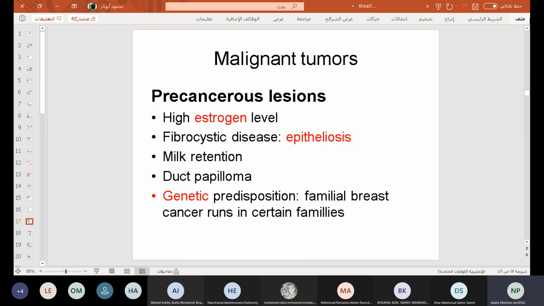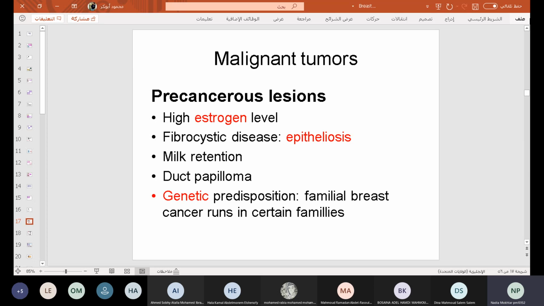Again, as we said, there is this era of precancerous conditions. If we discover the lady at that stage, we can help her to get rid of the cancer. As we said, high estrogen, just stop the estrogen intake. If she is taking contraceptive pills, you can change to another contraceptive device, loop or anything else. Fibrocystic disease, we can excise it surgically.